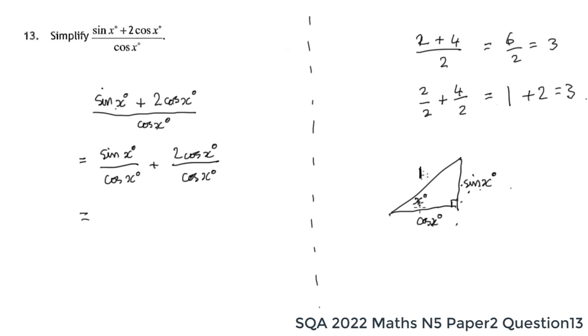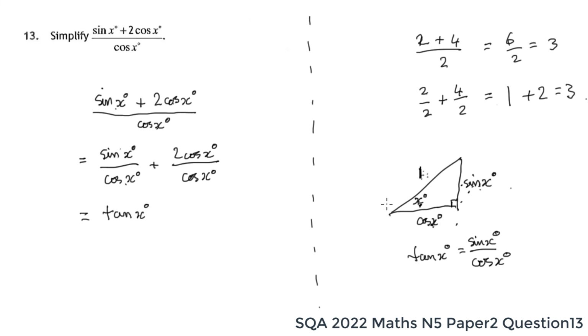And look at the tan of x. Remember, tan x is opposite over adjacent. Tangent of x, sine x over cos x, opposite over adjacent. So we can simplify sine x over cos x to get tan x.